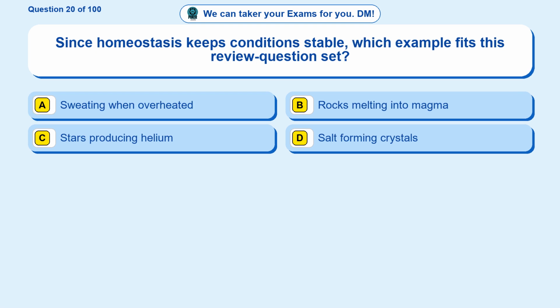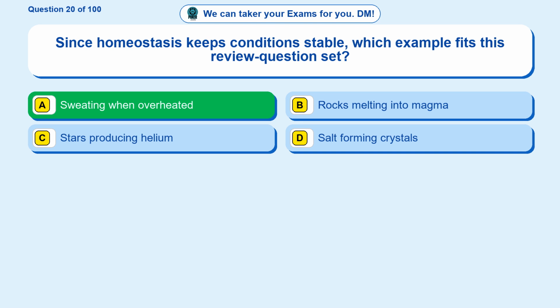Question 20. Since homeostasis keeps conditions stable, which example fits this review question set? Option A. Sweating when overheated. Option B. Rocks melting into magma. Option C. Stars producing helium. Option D. Salt forming crystals.